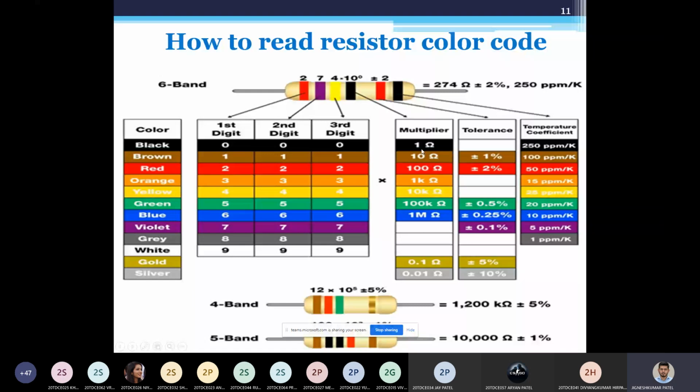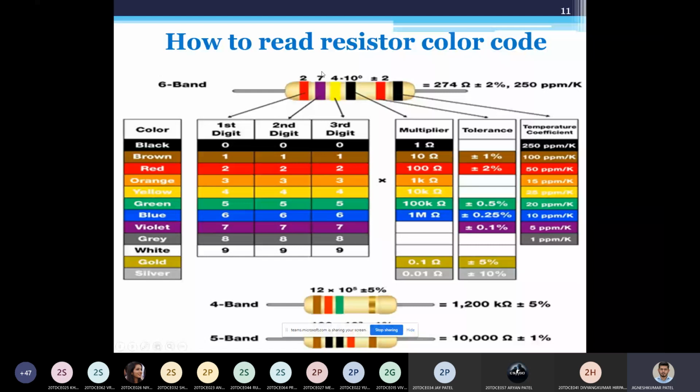So I can write 2, 7, 4 into 10 to power 0. Why? Because I have to multiply it by 1. 10 to power 0 is always 1. If I want to multiply it with 10, I will write 10 to power 1. If it is 100, I will write 10 to the power 2, but right now it is 1, so I will write 10 to the power 0. And the overall value is 274 into 10 to the power 0. This resistance is 274 ohm.